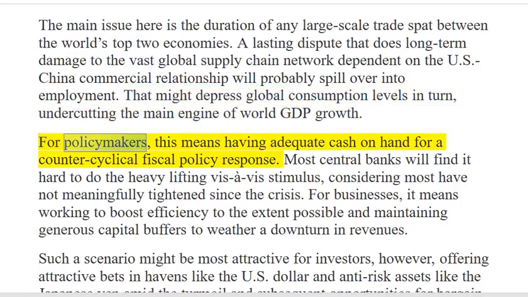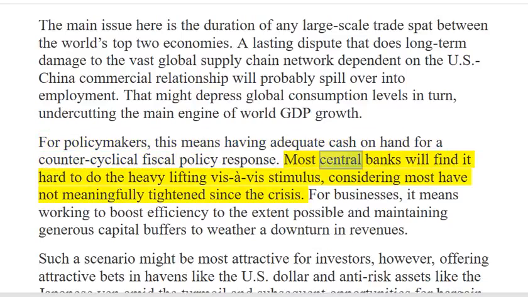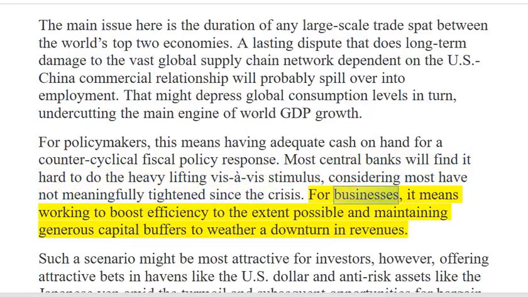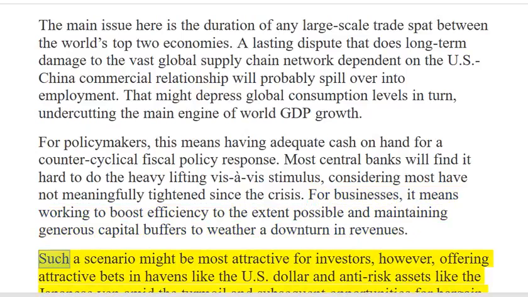For policymakers, this means having adequate cash on hand for a counter-cyclical fiscal policy response. Most central banks will find it hard to do the heavy lifting vis-a-vis stimulus, considering most have not meaningfully tightened since the crisis. For businesses, it means working to boost efficiency to the extent possible and maintaining generous capital buffers to weather a downturn in revenues.